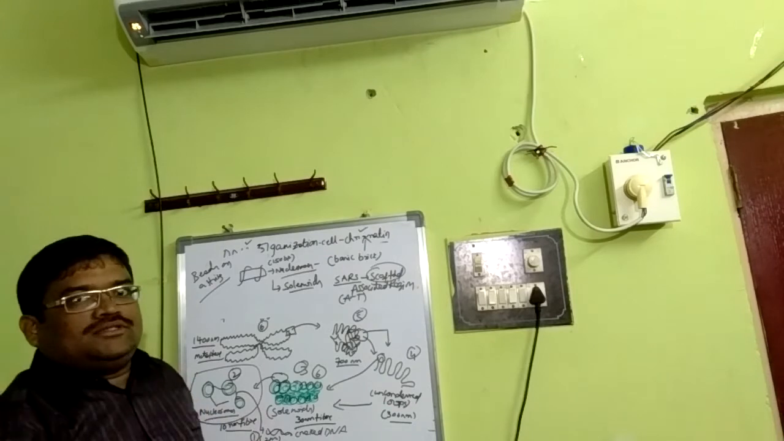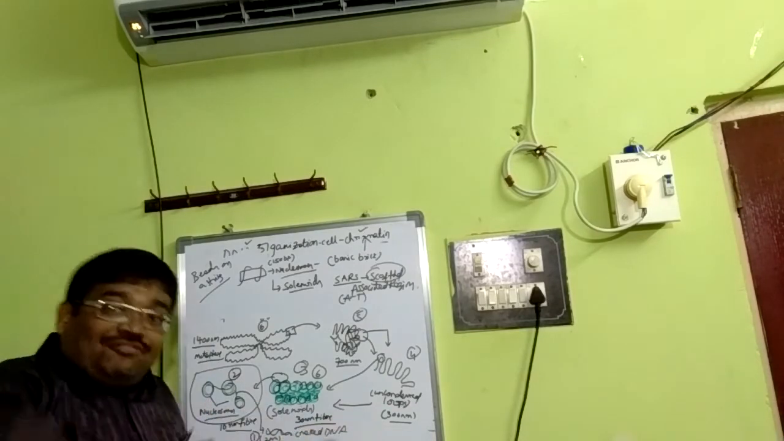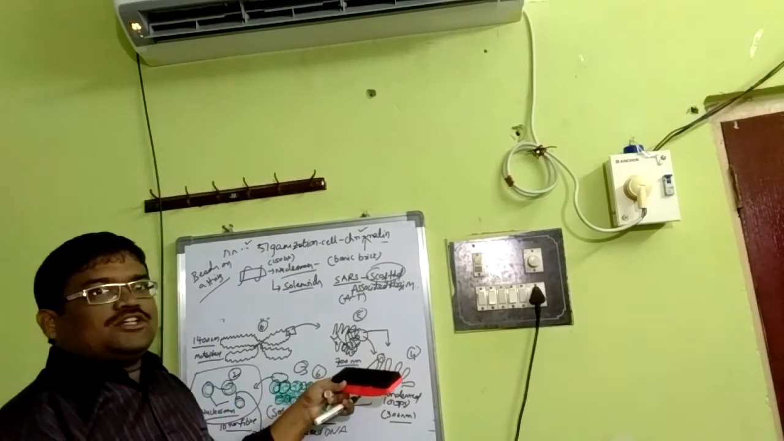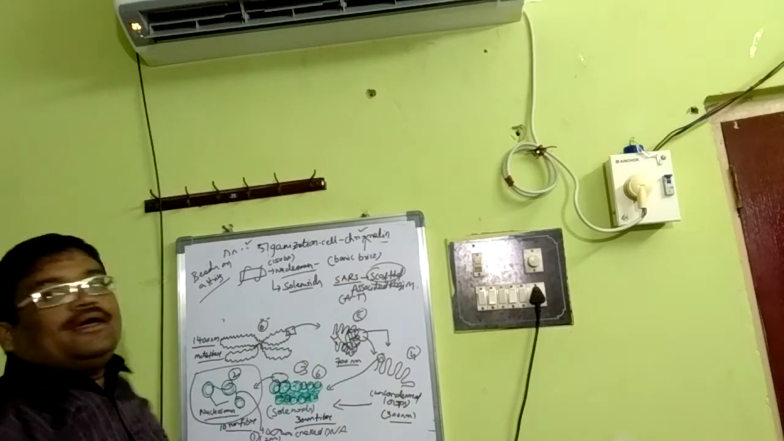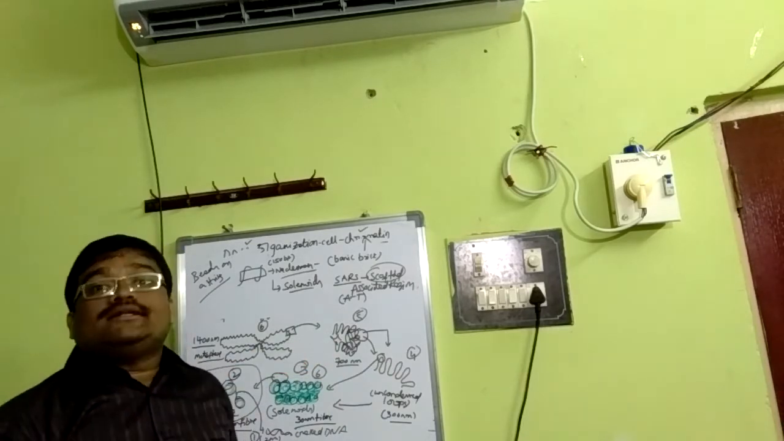They form into loops, solenoid to loop. Then they further condense to form a 700 nm structure. Then further, ultimately forming a metaphase chromosome. That's how it ends.